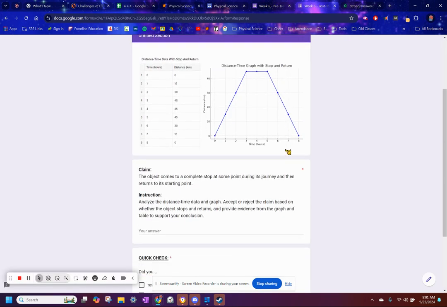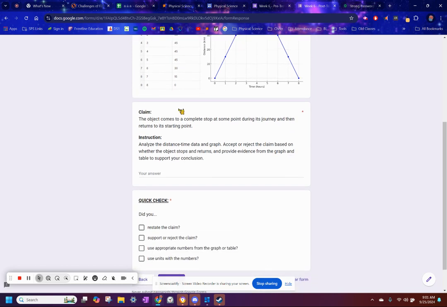Attention teachers and students. We have an announcement. We need members of the Select Men and Cantate choir groups to go to the choir room. Select Men and Cantate report to the choir room at this time.